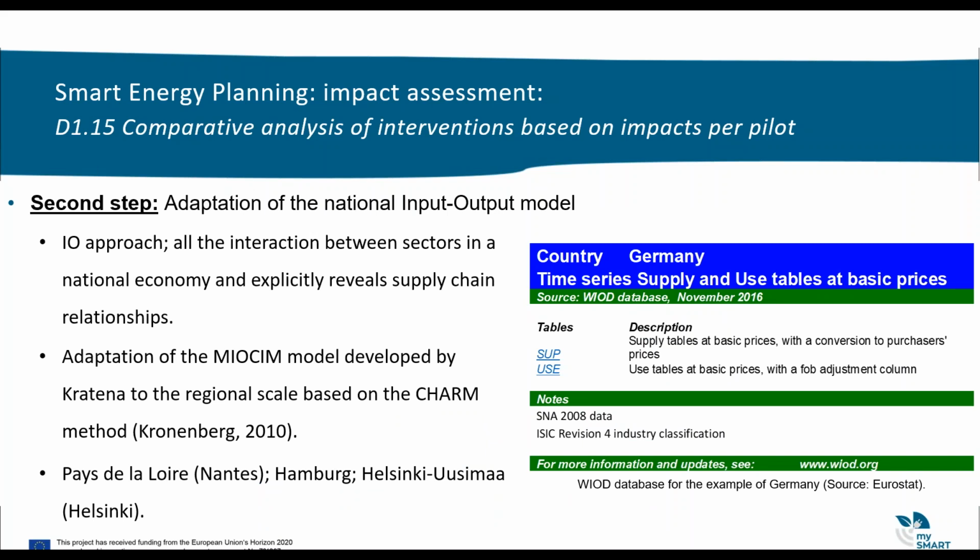In this second step of the methodology, the socioeconomic impact model itself is developed based on the input-output approach. This input-output approach shows all the interactions between sectors in a national economy, and it explicitly reveals supply chain relationships between different sectors. As I said, this is usually used at national level, and here for the project, trying to adapt it as much as possible to the city level, the NEOTHEME model developed by Cratena has been used as the main basis for the modeling, and this has been adapted to the regional scale following the CHARM methods. The regional scale for each of the cities is the following: Pays de la Loire for the city of Nantes, Hamburg for the city of Hamburg, and the Helsinki-Uusimaa region for the city of Helsinki.